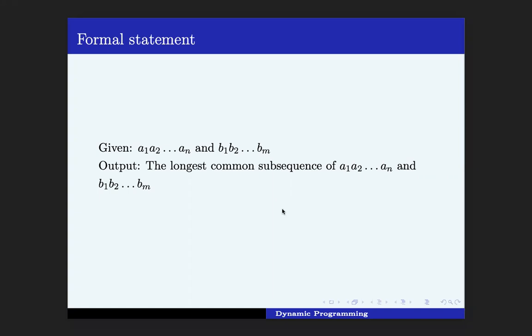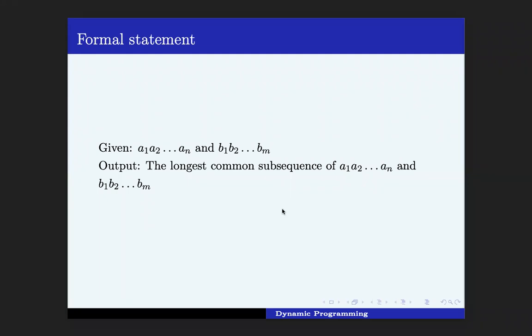Sir, we could try this. We have A1, A2, up to AN, and B1 to BM. We find the first occurrence of B1 in the sequence A and mark it, and we find the first occurrence of A1 in the sequence B and mark it. Then we remove A1 and B1 from the respective sequences, and we somehow continue this and append them somehow.